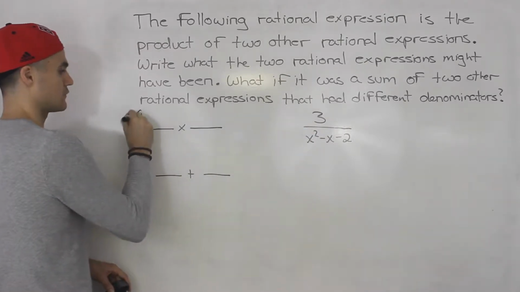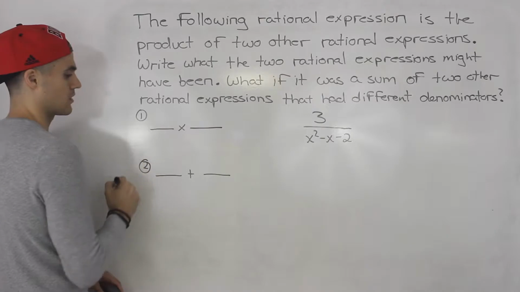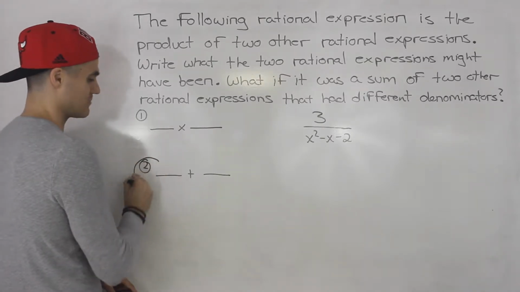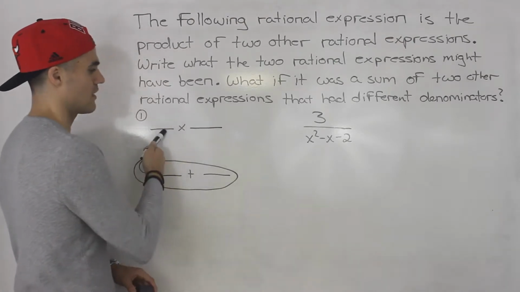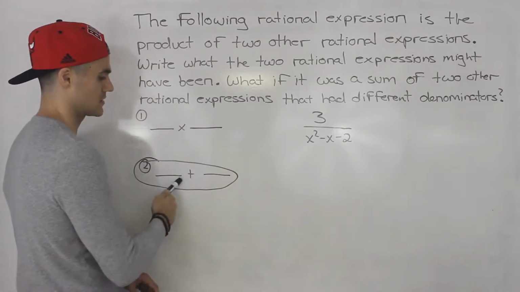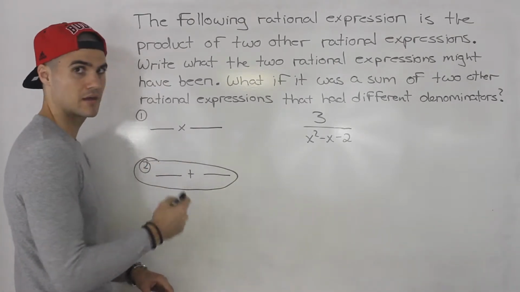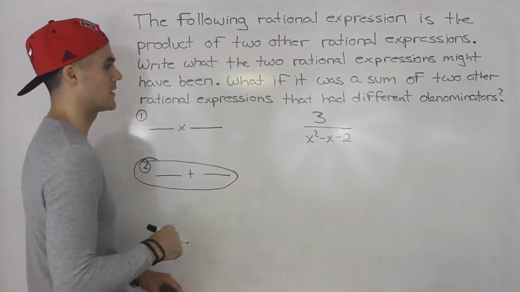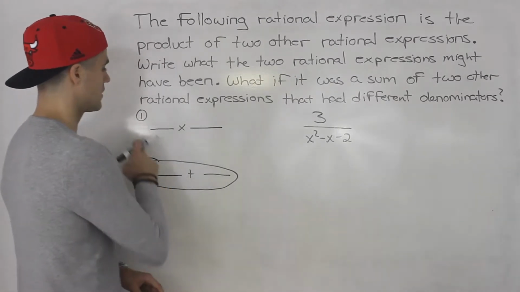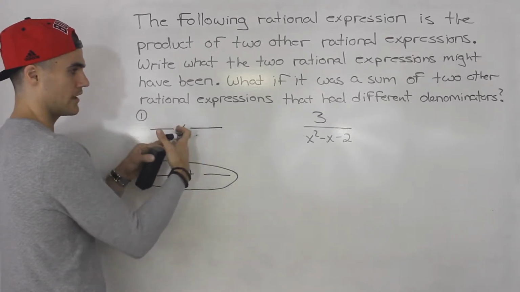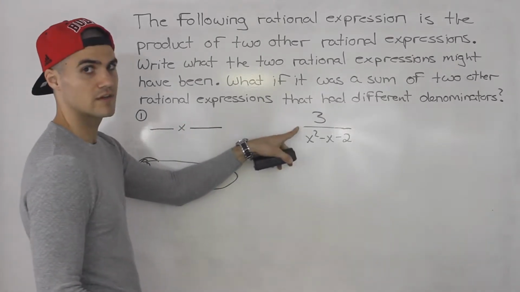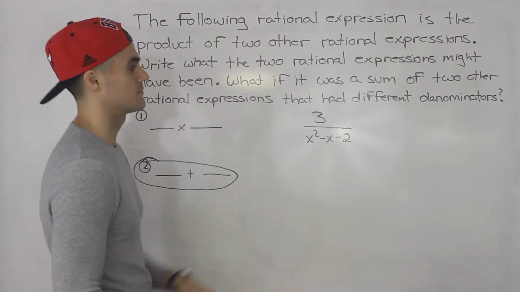Right? So this is going to be the first part of the question. This is the second part of the question. And this second part here is going to be a lot more difficult than this one. Just as a heads up, it's going to take quite a bit of explaining, but I'm going to do my best. Okay, so starting off with number one, we're taking two rational expressions, multiplying them, and they have to equal this here. This has to be our final answer.